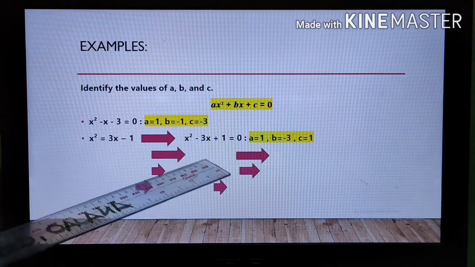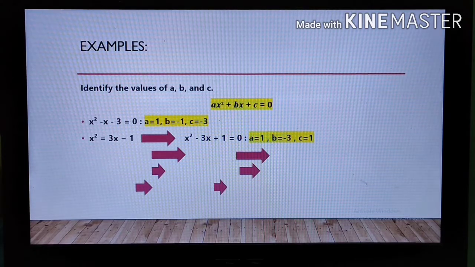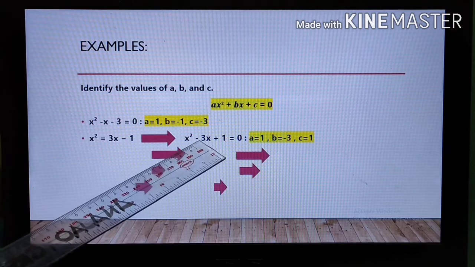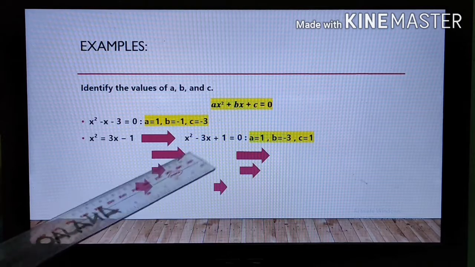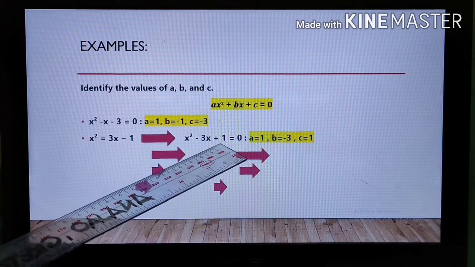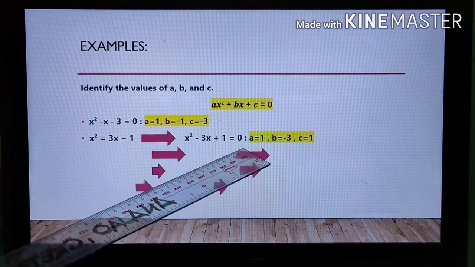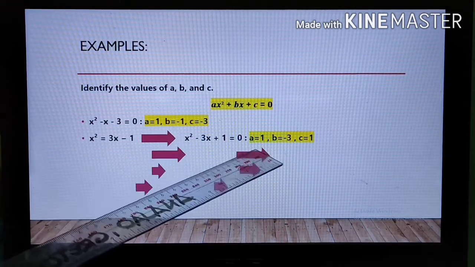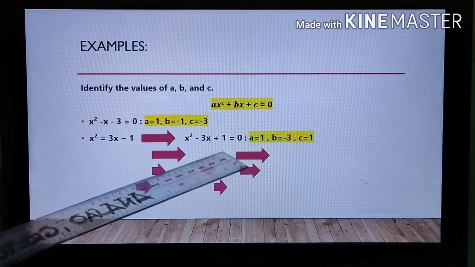So, copy lang x squared, then, i-transfer mo ang 3x minus 1 sa left side. So, ang positive 3x magiging negative 3x, then ang negative 1 magiging positive 1. So, x squared minus 3x plus 1 is equal to 0. Since nasa standard form na siya, pwede nyo nang ma-identify ang values ng a, b, at saka c. So, a is 1, then b is negative 3, then c is 1, this one.